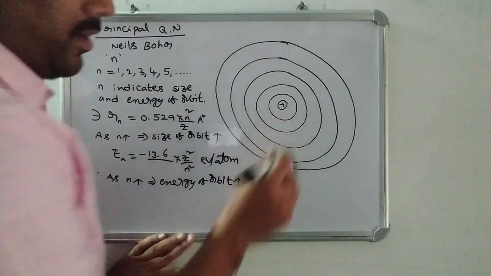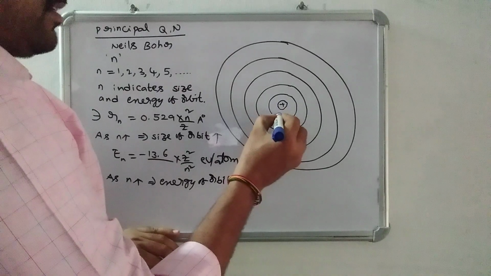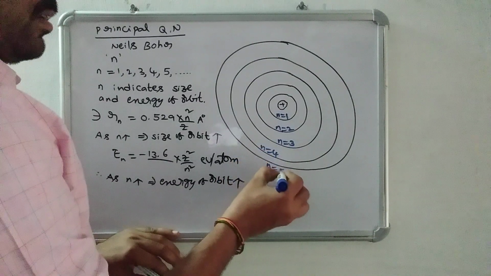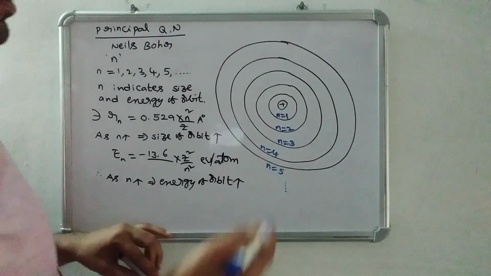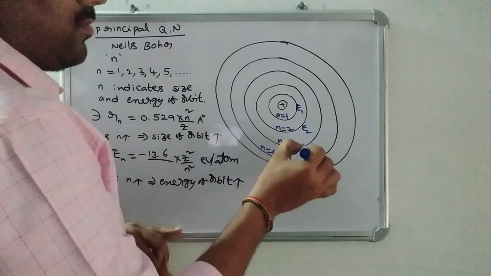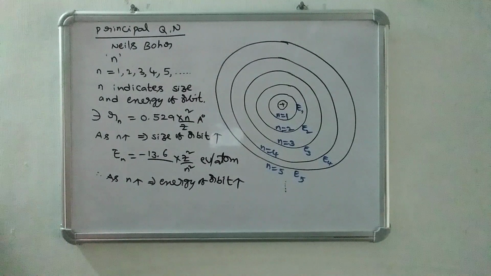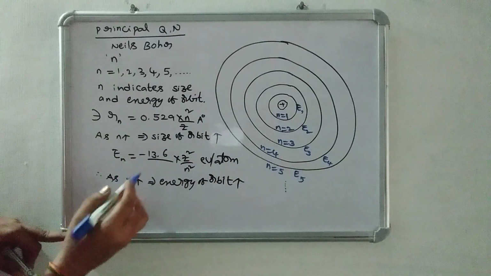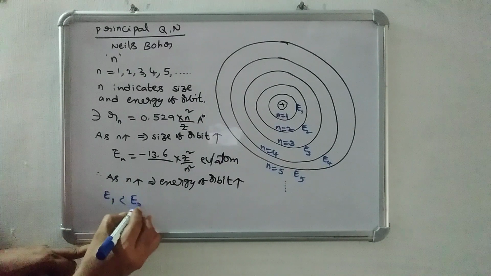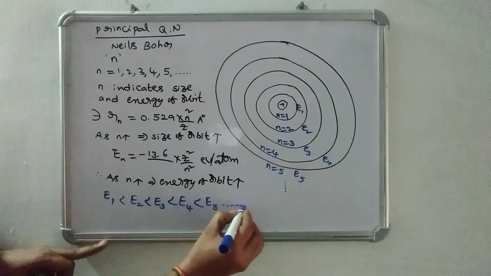Okay, let there be the n equal to 1 orbit, n equal to 2 orbit, n equal to 3, n equal to 4, n equal to 5, etc. The energies of these orbits are E1, E2, E3, E4, E5. Therefore, we can write that as the n value increases, the energy of the orbit also increases. So E1 is less than E2 less than E3 less than E4 less than E5, and so on.